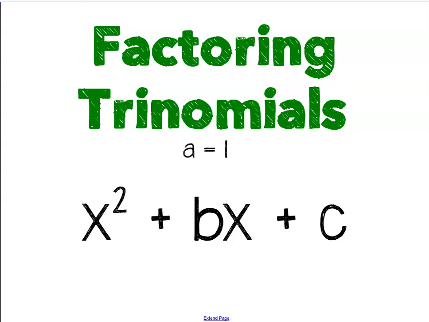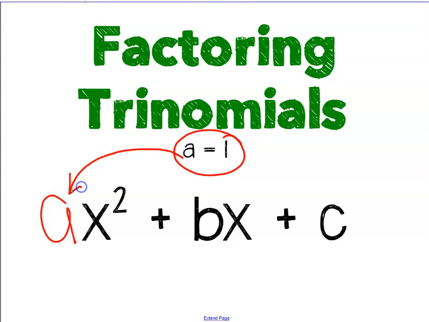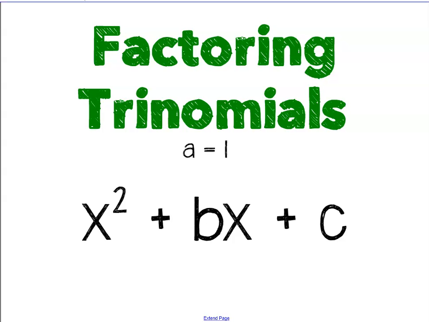In this tutorial, you'll learn how to factor trinomials. In this specific lesson, the a variable would represent the coefficient for our leading term here. So for us today, the a value will always be 1. Let's get started.